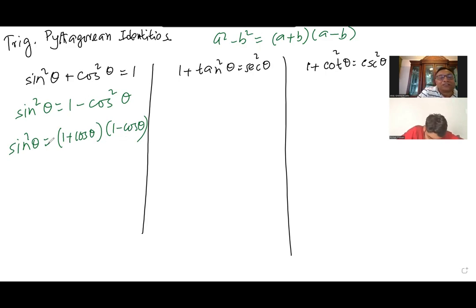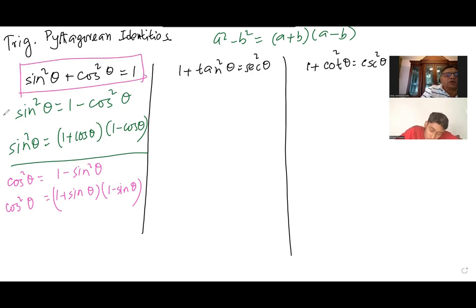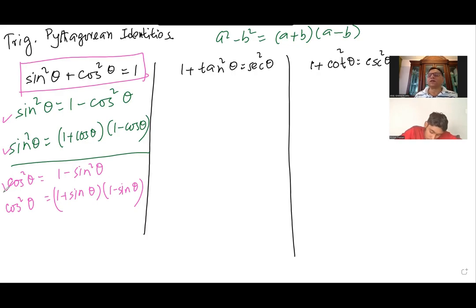Similarly, you could write cos squared theta as what? That's right, cos squared theta will be 1 minus sine squared theta, which could be written as 1 plus sine theta times 1 minus sine theta, correct? So what we have done in this particular case is that from the Pythagorean identity sine squared theta plus cos squared theta equals 1, we have shown more identities. You see different ways of writing sine squared and cos squared. Yes, sir.